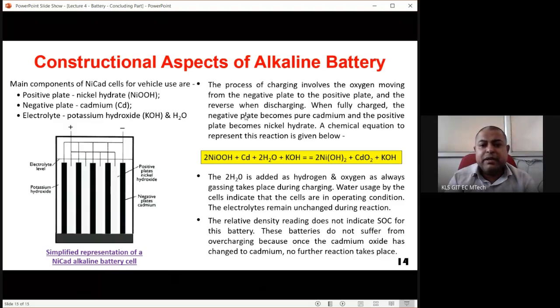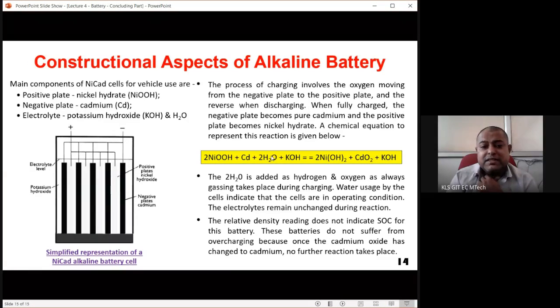When fully charged, the negative plate becomes pure cadmium. So all these dark plates become pure cadmium, and the positive plates become nickel hydroxide. So these are the white plates, and you can check it's a series of positive and a series of negative. So here there are around 1, 2, 3, 4, 5 plates of negative and 4 plates of positive. So the 2H2O, what is actually the output? You can check here, this KOH, potassium hydroxide, does not get changed. Previously also it is potassium hydroxide. The water acts as the electrolyte.